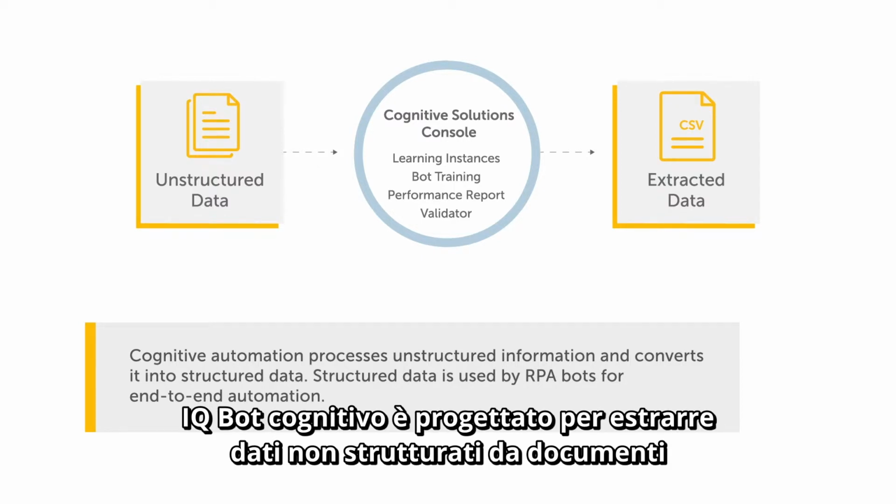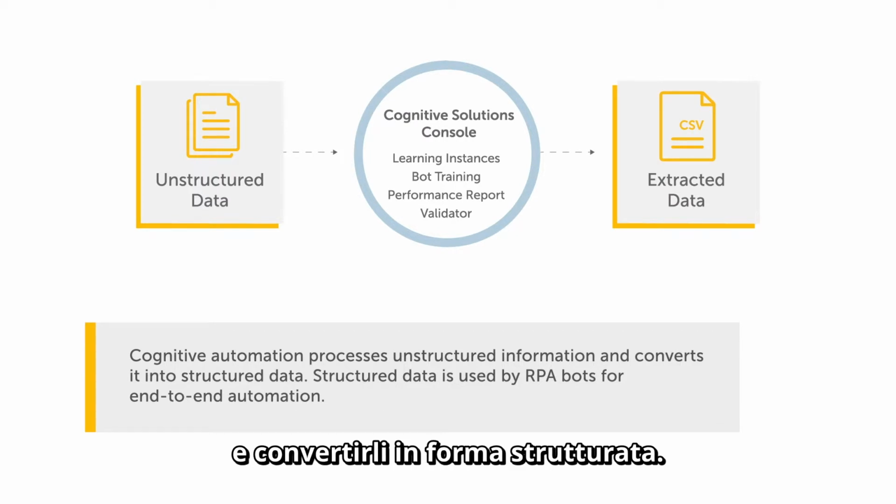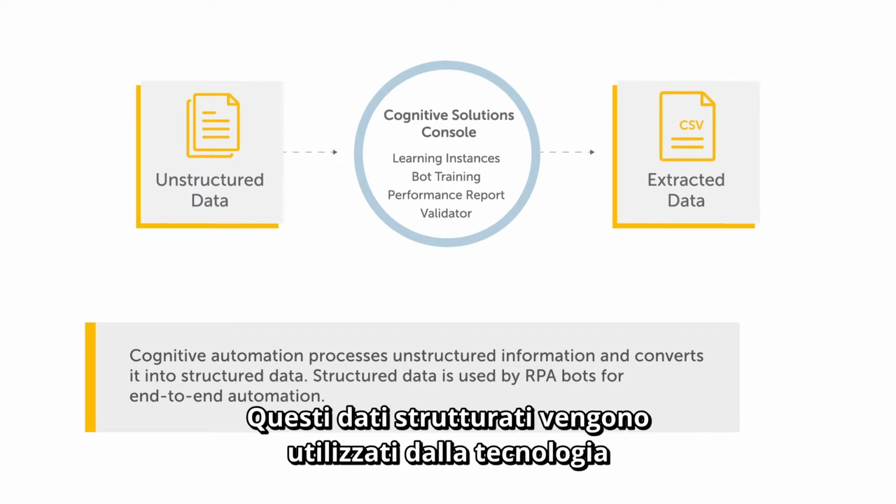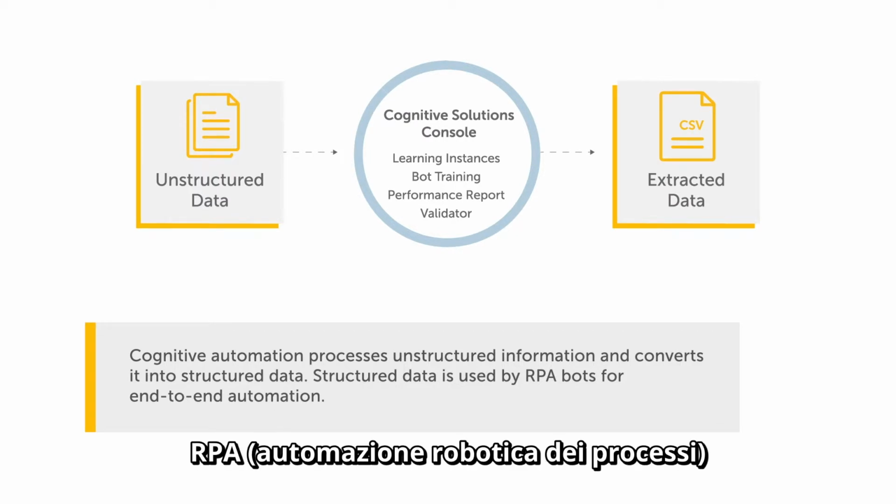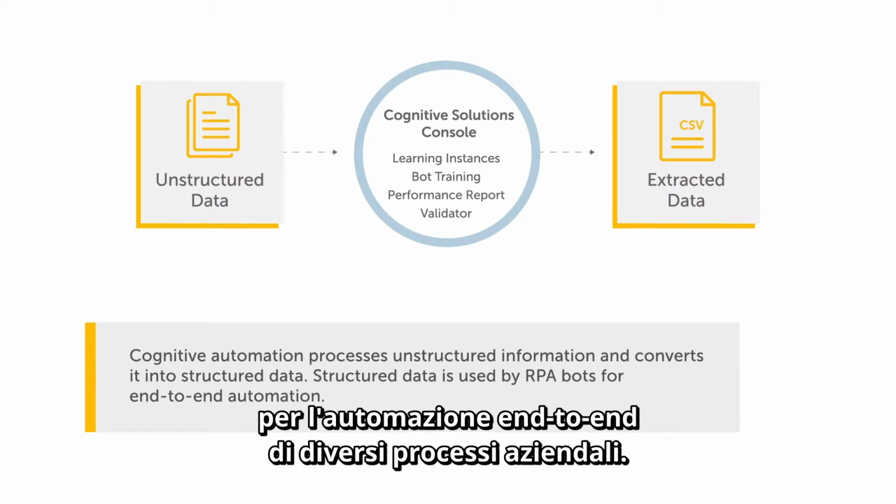Cognitive IQBot is designed to extract unstructured data from documents and turn it into structured form. Then this structured data is used by robotic process automation, or RPA technology, for end-to-end automation of various business processes.